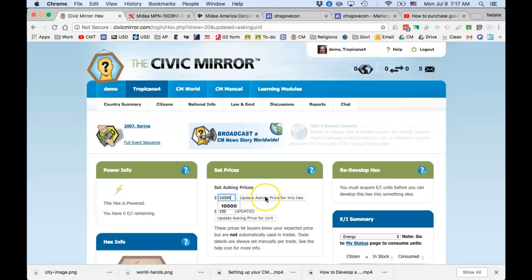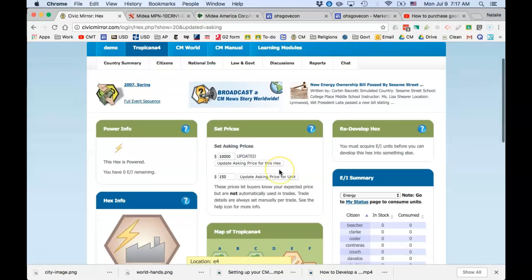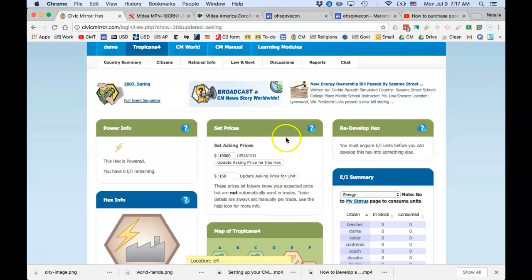$10,000. Somebody's willing to pay you $10,000, you know you're going to be able to support your family with $10,000 for the rest of the game. And then you get to take a vacation. Somebody might actually be willing to pay that much. I don't know, maybe not, but they might. Maybe the government will. Go ahead and put your asking price for the hex.